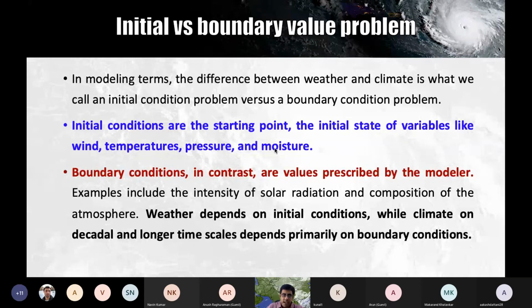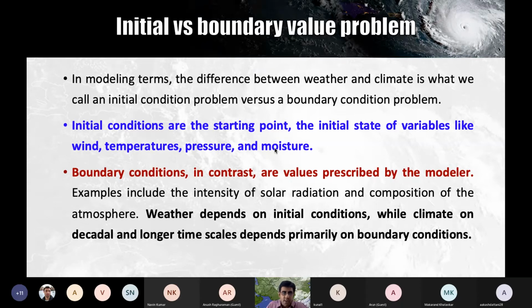And how do I get these variables? I get them from observations. I get them from satellite data. I get them from many aircraft which also give data, and radiosondes which give data. It doesn't matter where I populate from. I take this entire set of data and force the model with this, and then I let it evolve for, let us say, 6 hours or 10 hours or 12 hours, whatever it is. That is a weather model. It's an initial condition problem.